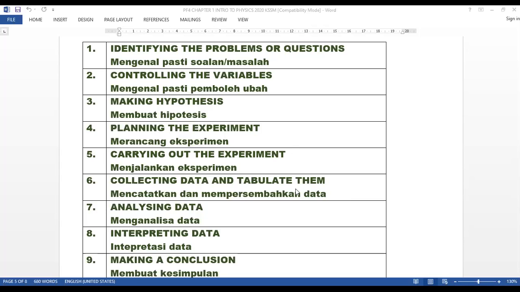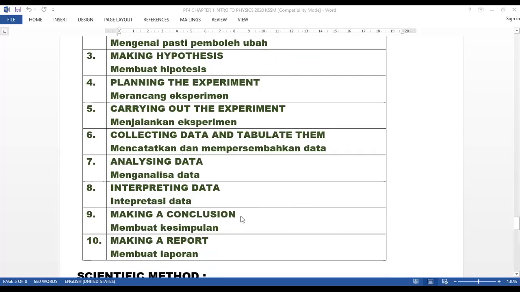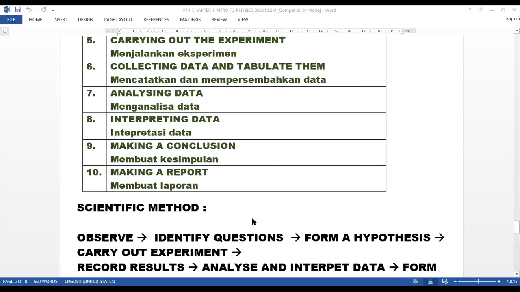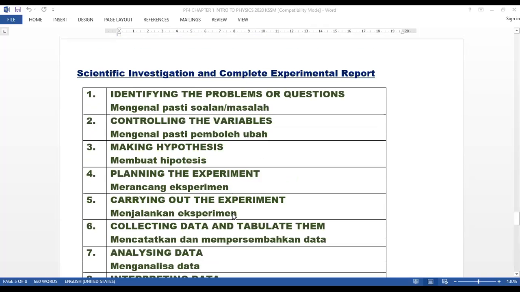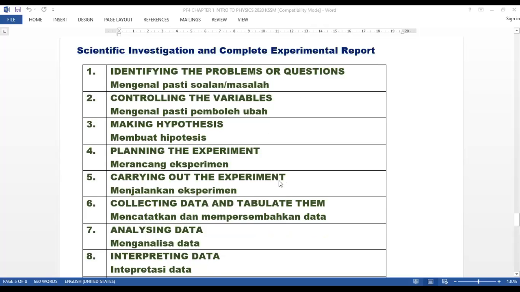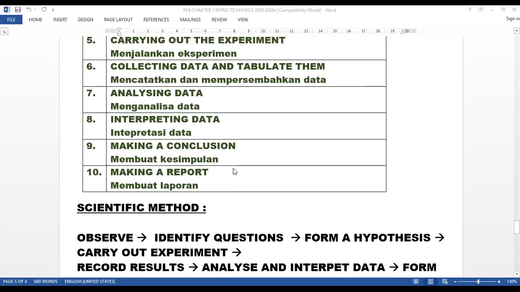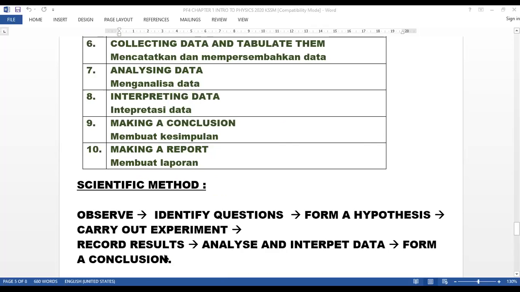Then we collect the data, put them in a proper table, then we analyze and interpret by making a graph, then we come up with a conclusion and write a report. So this is the whole story. Since all of you will have Paper 3, Ujian Amali Bersepadu, you have to concentrate on this part and try to understand all the methods of solving problems, especially the scientific method and how to write a proper report. So: observation, identification, form a hypothesis, carry out the experiment, record the results properly, analyze and interpret, and form a conclusion. This is the scientific method. I summarize the whole process.